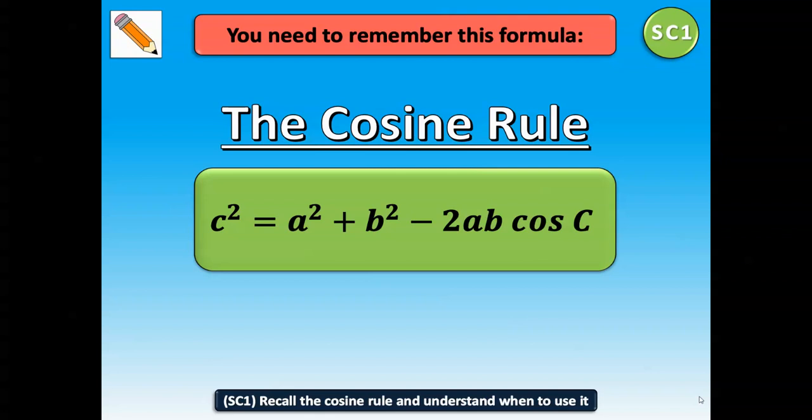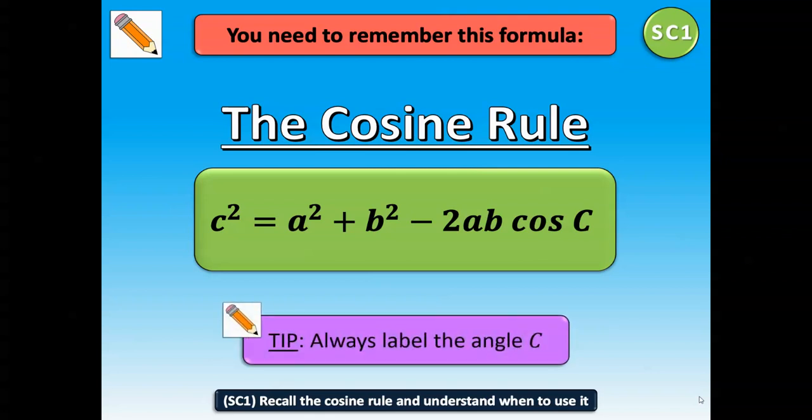This is the formula that we use for the cosine rule. C squared equals A squared plus B squared minus 2AB cos C. We always label the angle C.